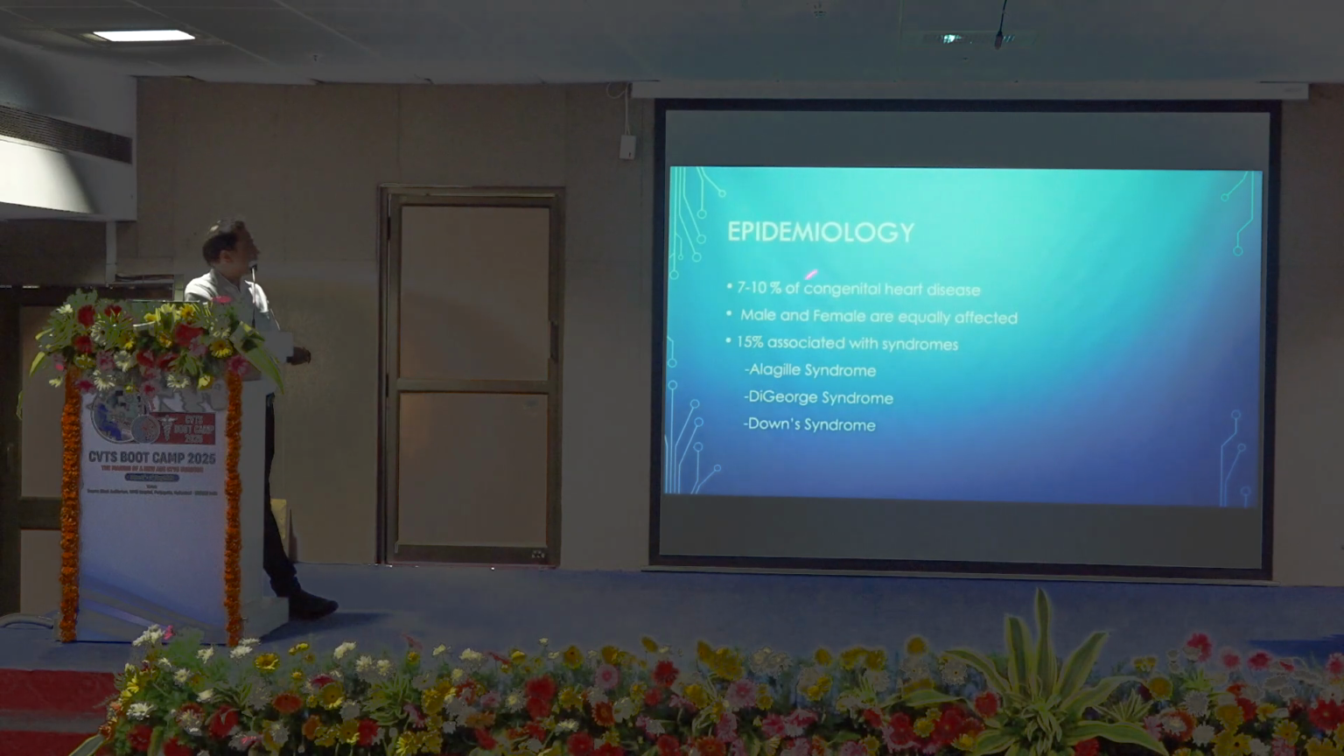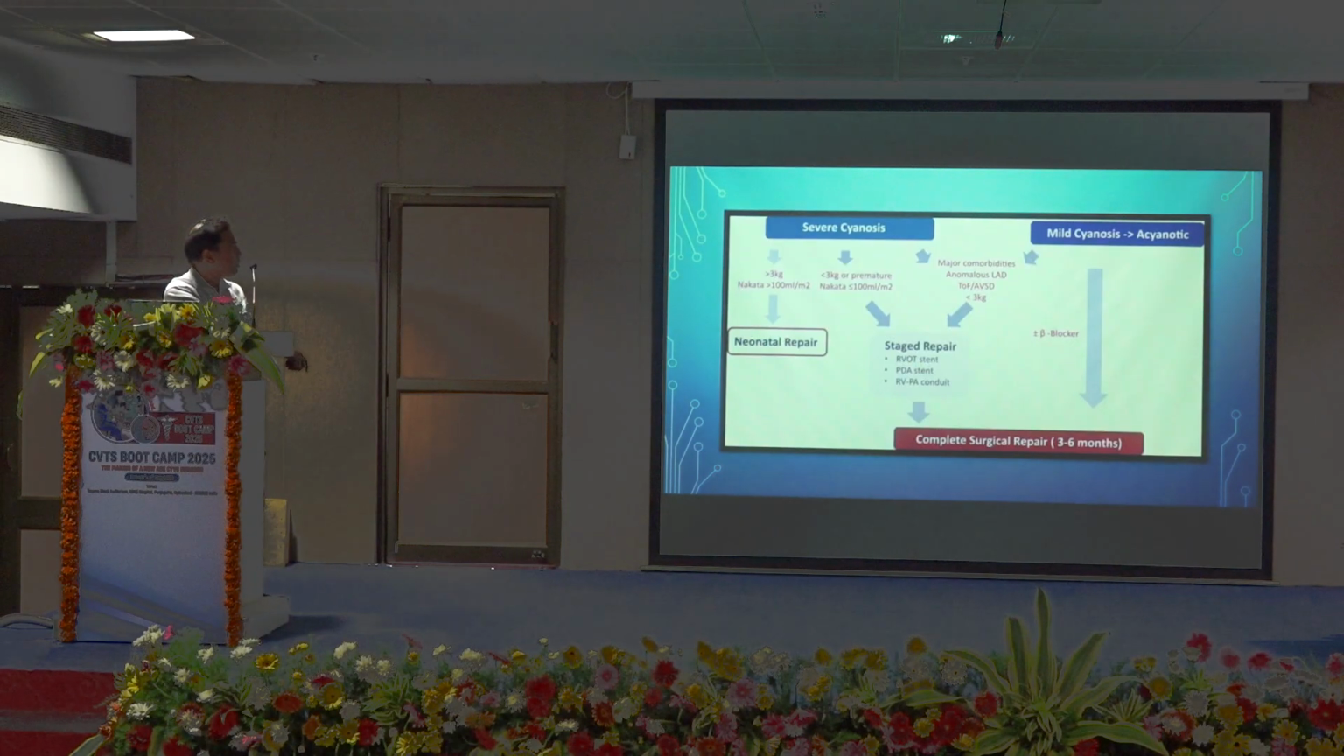So as I said earlier, tetralogy of Fallot constitutes 7 to 10% of the congenital heart diseases. Male and female are equally affected, and in 15% of cases they are associated with syndromes. So how to make a decision when to treat these patients?